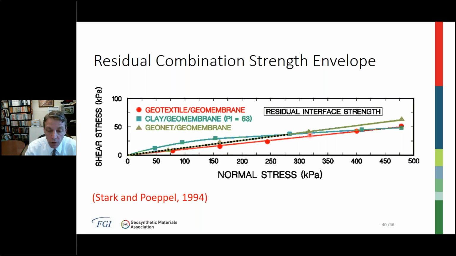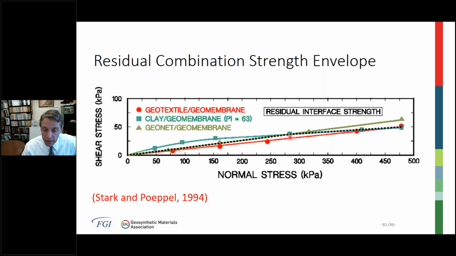So your residual combination strength envelope for your stability analysis would go like those two black lines that I just put on the screen. So they're from 0 to this point where the interfaces change, and then from that point to the right following the compacted clay geomembrane interface. So that residual combination strength envelope matches the peak combination strength envelope.